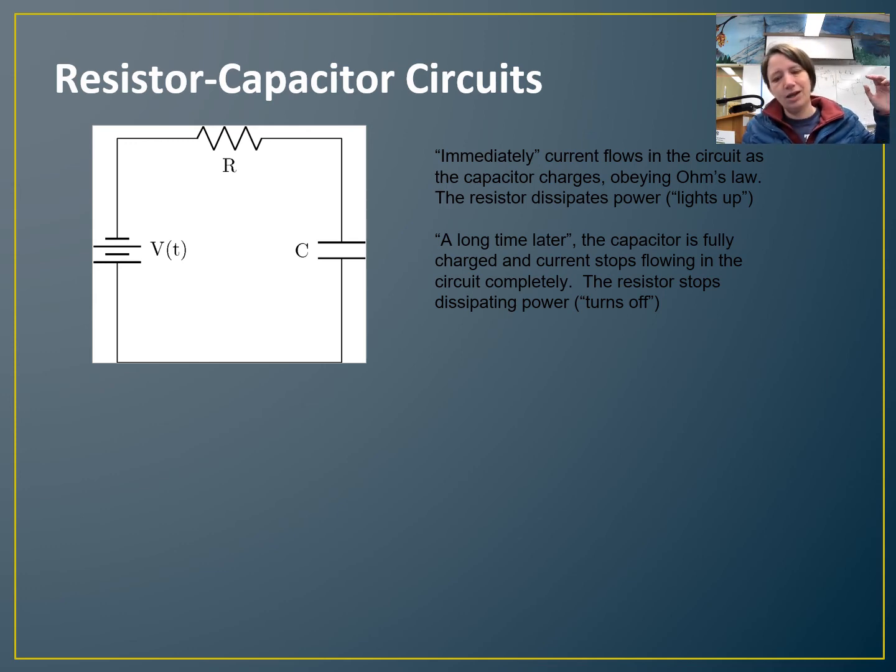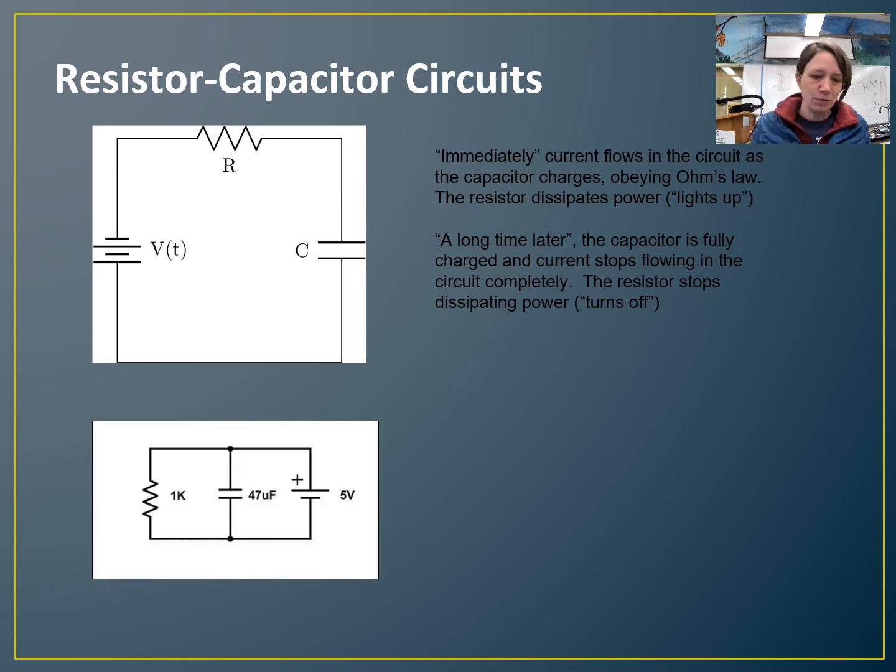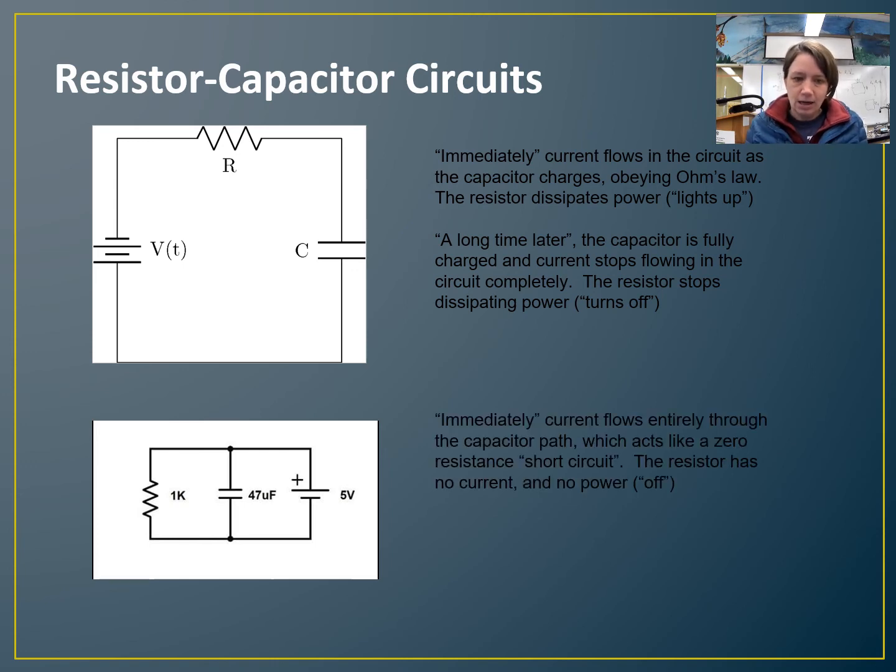You'd be really bright at the beginning, you'd be dimming, and then eventually this light bulb goes off when the capacitor gets charged. Another sample circuit, this time we've got our resistor and our capacitor in parallel with the battery. If you had this kind of circuit, when you first attach it in the immediate time interval, you imagine that capacitor like a closed wire.